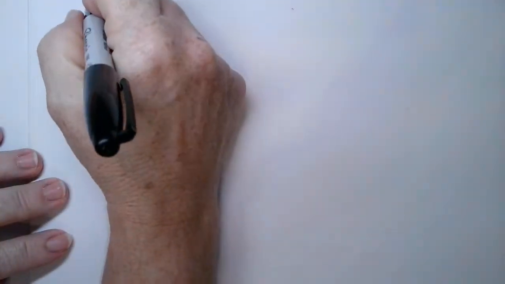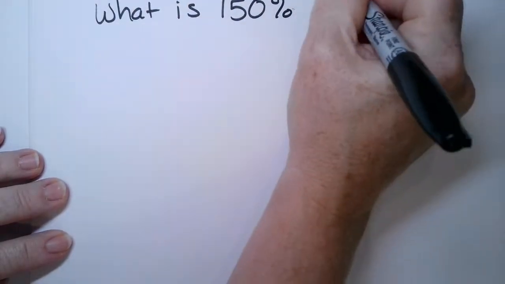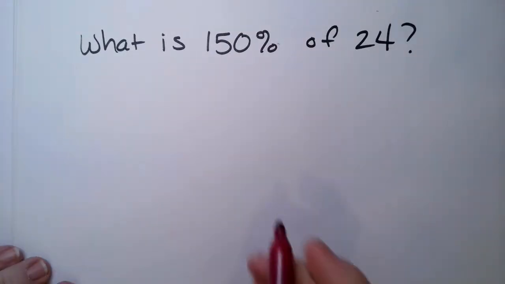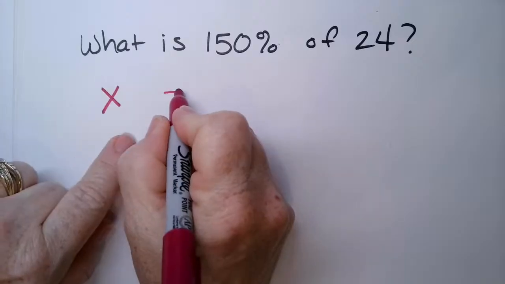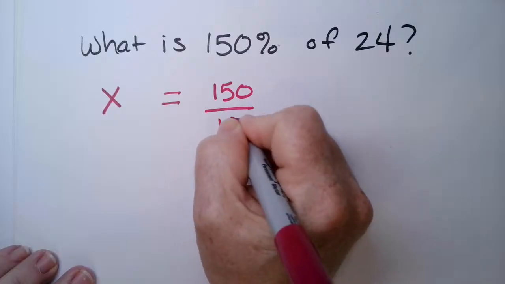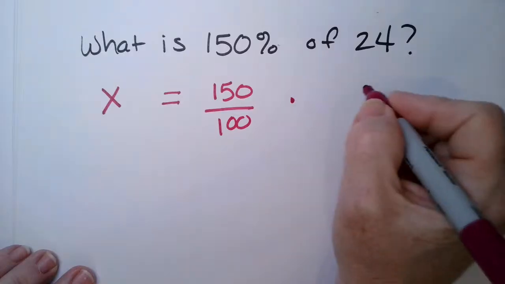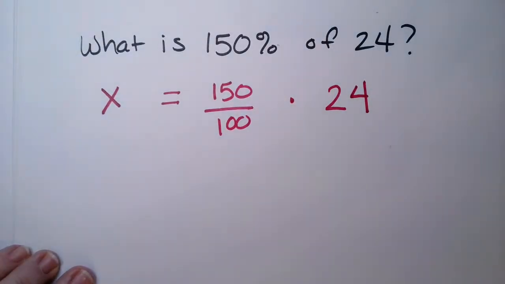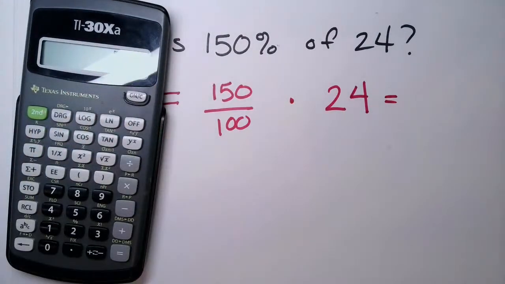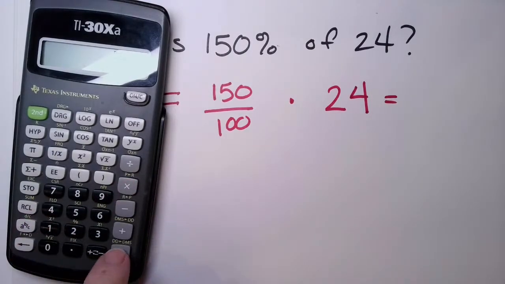So let me rewrite that. What is 150% of 24? Okay. So what is the equal sign. 150%. So you can write that as a fraction. Just take whatever's in front of the symbol and put it over 100. Of is multiply and 24. Okay, and then all you need to do is crank that into a calculator. So this is going to be 1.5 times 24, which is 36.